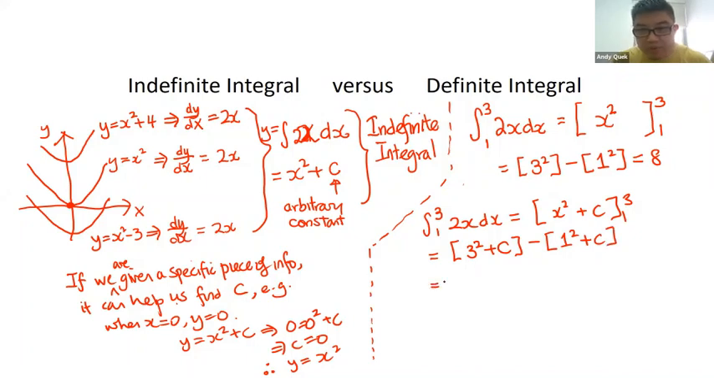So the arbitrary constant always cancels itself off, which means this plus c is actually not necessary to write down, because it will always cancel off. Okay. All right. So this is the introduction. Let's now head back to where we stopped in the last lesson.